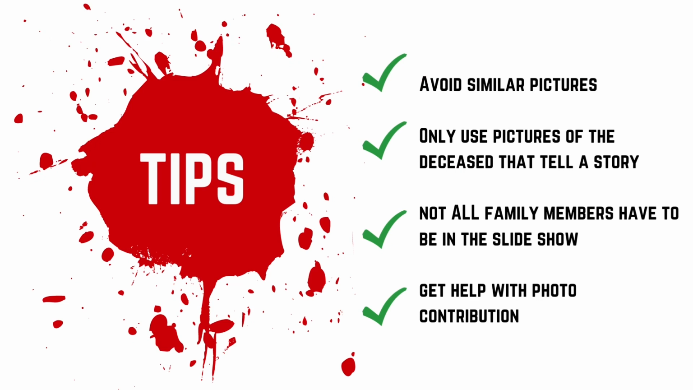Here are some tips. Avoid similar pictures. For example, at an anniversary party, the husband may be standing next to the wife in one picture, standing next to the cake in another picture, and then another picture standing against the wall. All 3 of those pictures don't have to be there to demonstrate the fact that he did celebrate an anniversary.